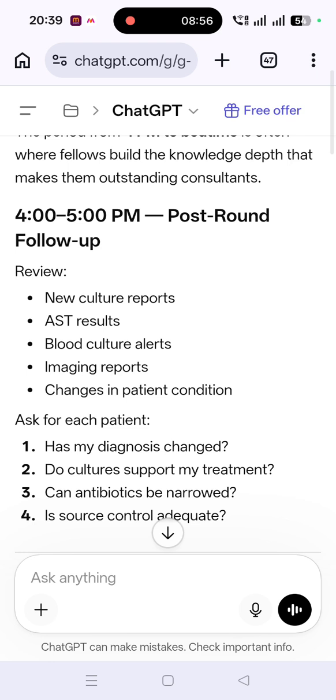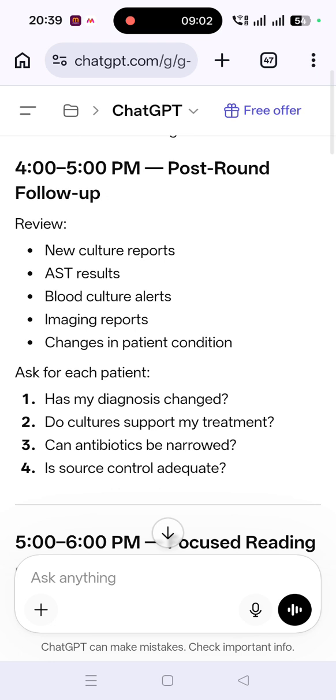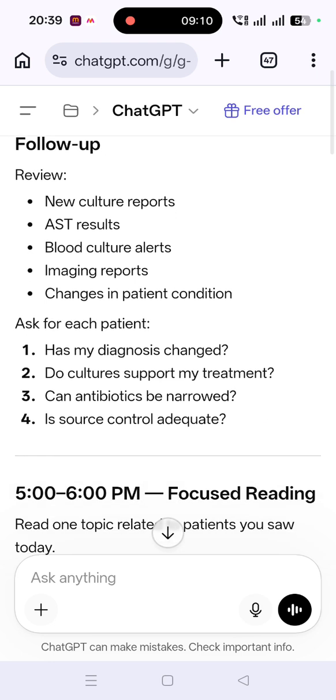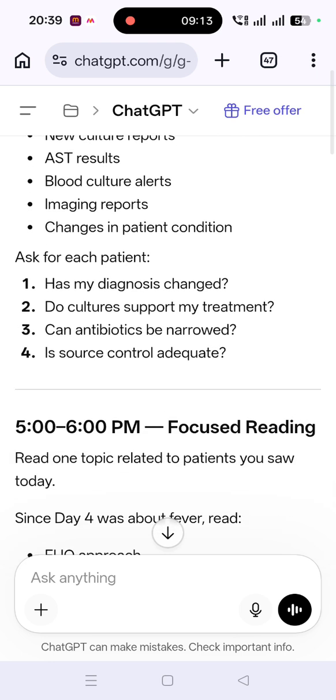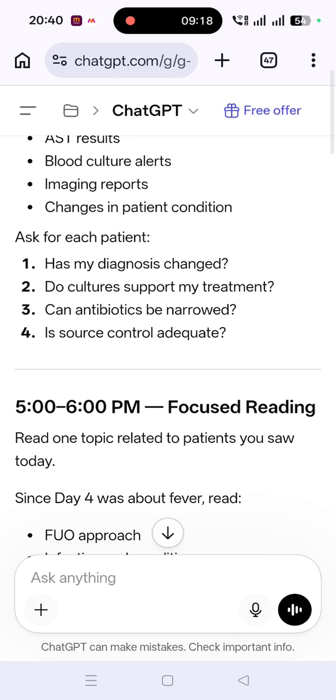Then, if you want to read more, post-round follow-up should be done. If a new culture report has been added, it should be checked. Any sensitivity results, any blood culture alerts, imaging reports, or changes in the patient's condition? Then you should ask: has my diagnosis changed? What I was thinking, has that changed now? Do cultures support my treatment? Is it the same thing I was thinking? Can the antibiotic be narrowed now? Is source control adequate? That should be done in the evening.